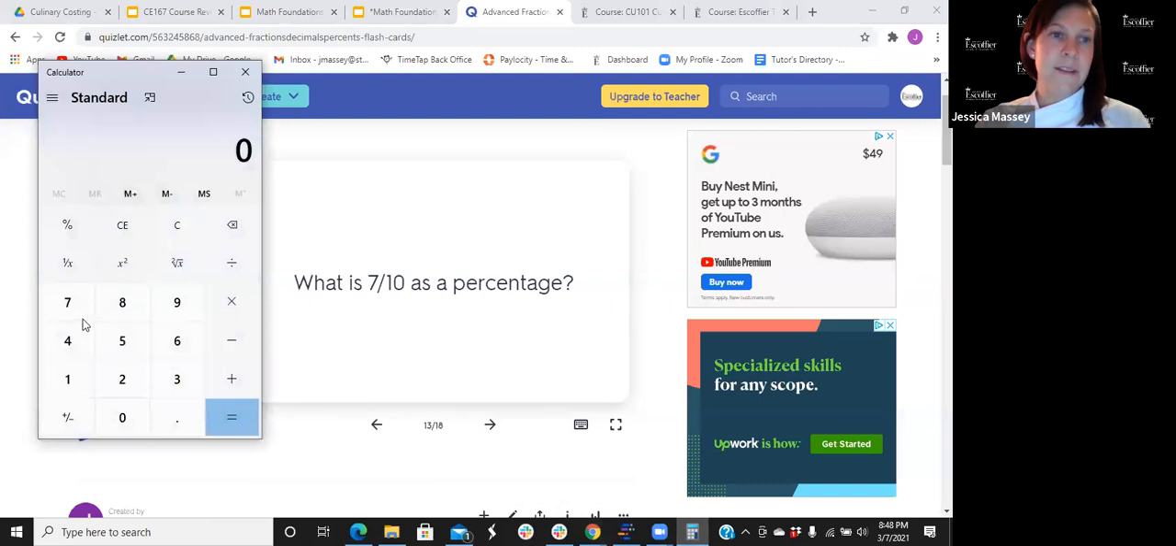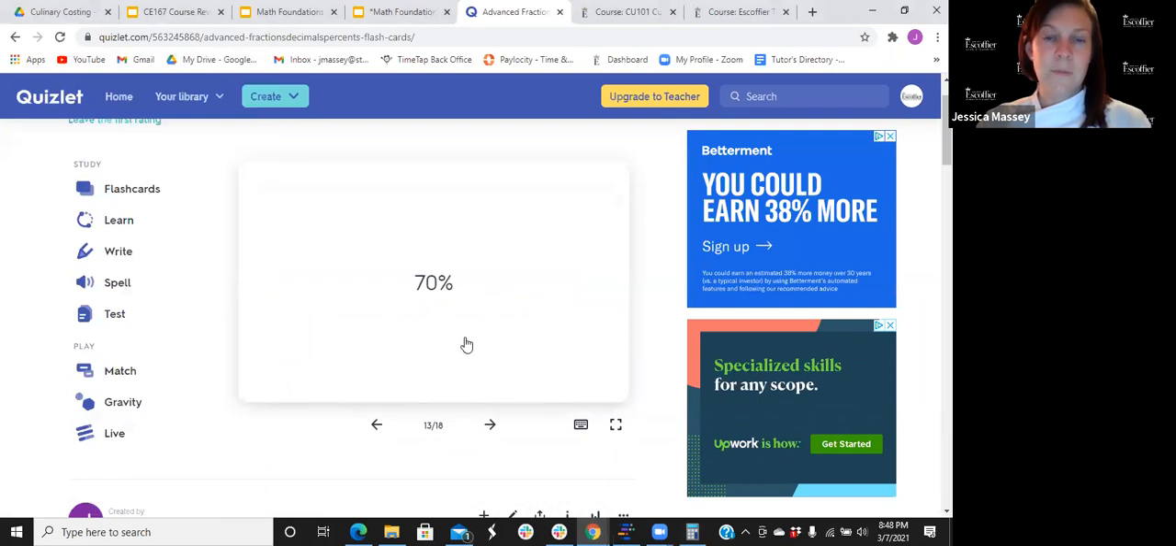What is 7/10 as a percentage? So 7, again, divided by 10 equals 0.7, which is our decimal, times 100. Oop, not 1,000. Fat fingers. And we get 70%. So 70% would be our answer.